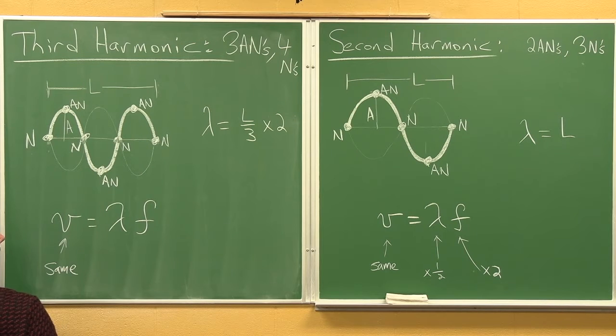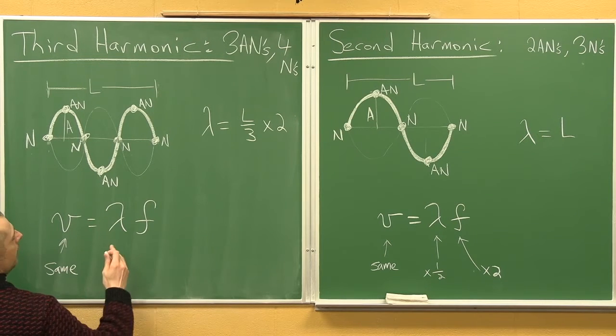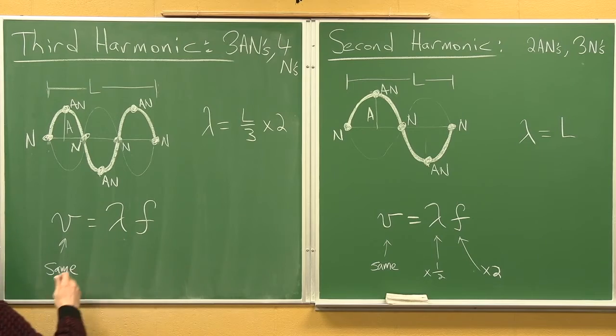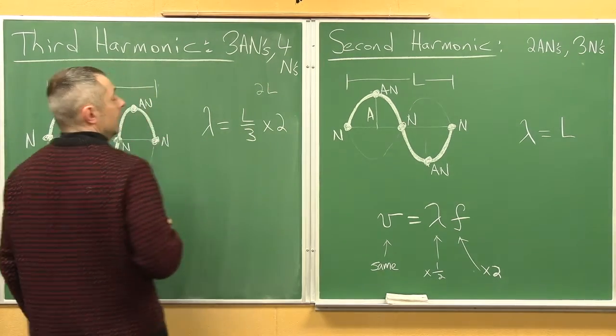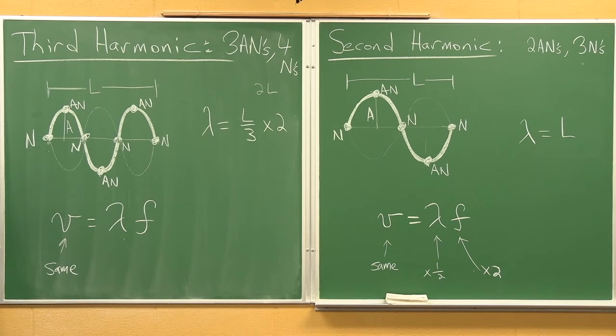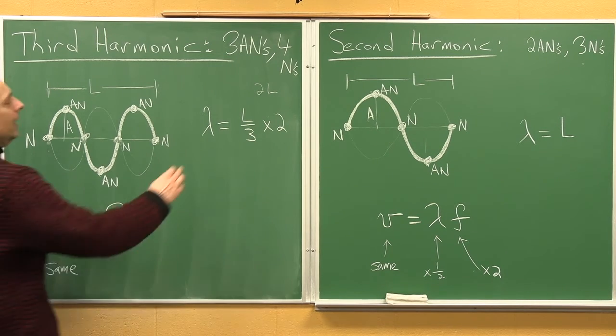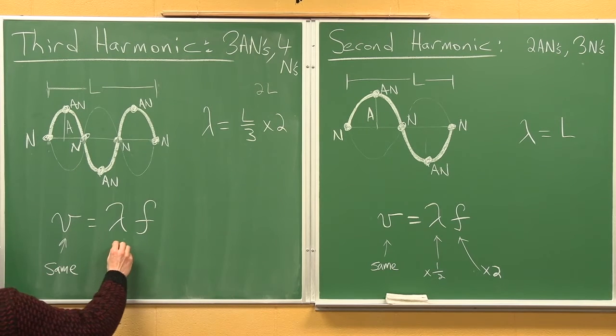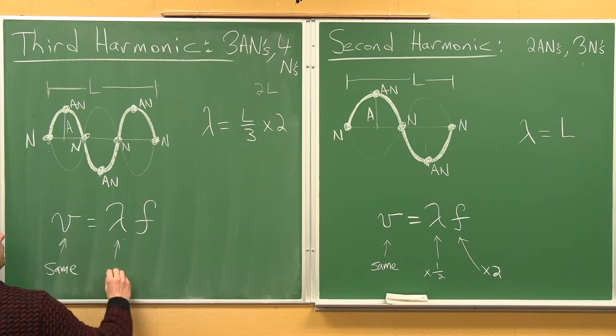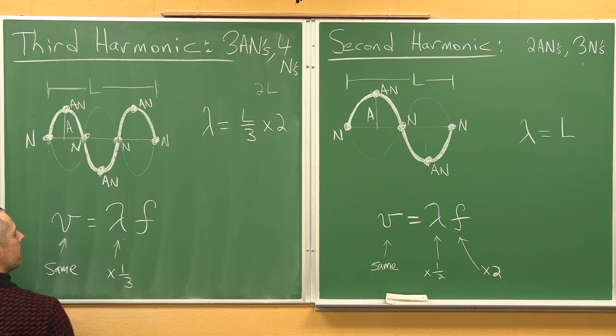It just depends on what kind of spring you're dealing with. So now what happened is, if you remember, the original wave was twice the length of the spring. So what we have is 2L over 3. In other words, now the wavelength is shorter still by 1/3.